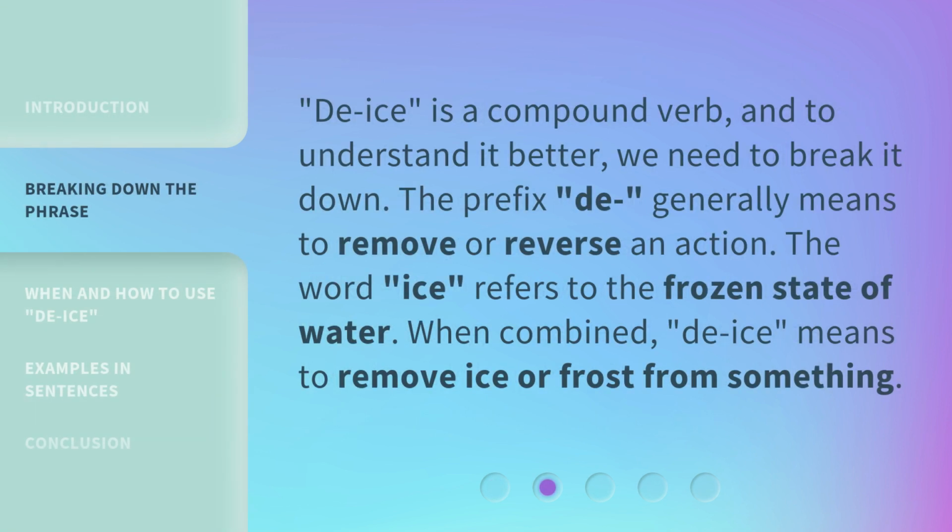De-ice is a compound verb, and to understand it better, we need to break it down. The prefix de generally means to remove or reverse an action. The word ice refers to the frozen state of water. When combined, de-ice means to remove ice or frost from something.